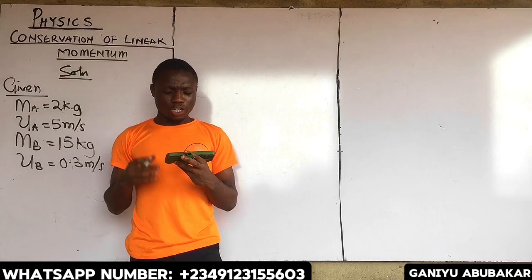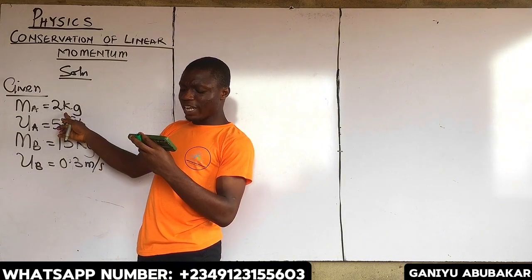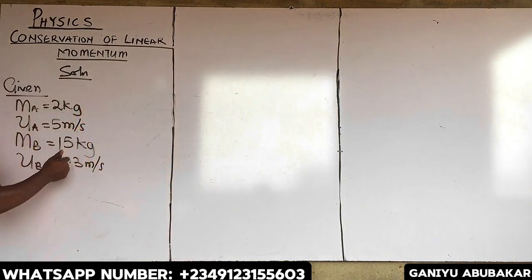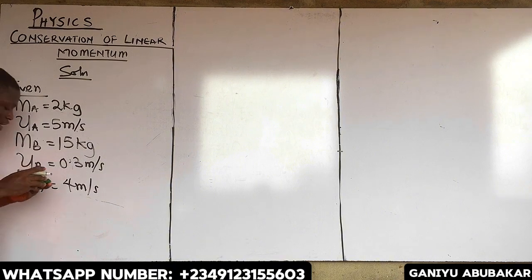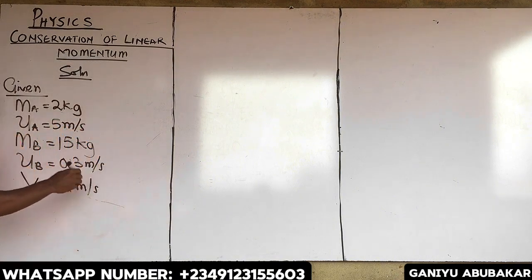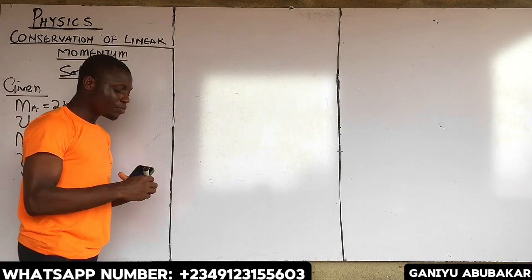If after collision the body of mass 2 kg moves with a velocity of 4 meters per second, so that's VA, 4 meters per second. And what is the velocity of the 15 kg body? That's VB, which is unknown. All right, let's solve this question.